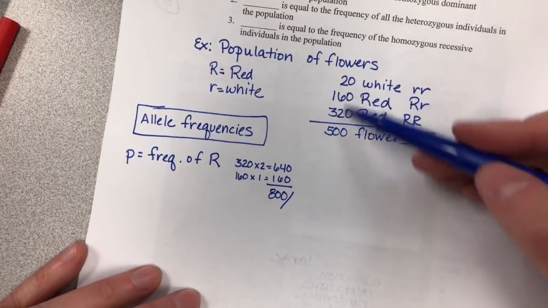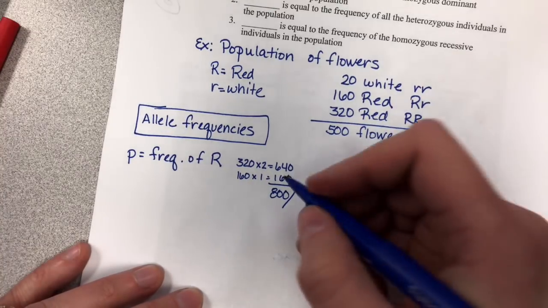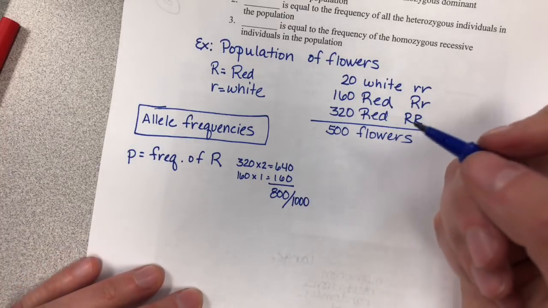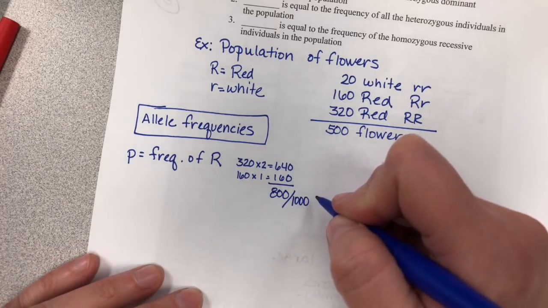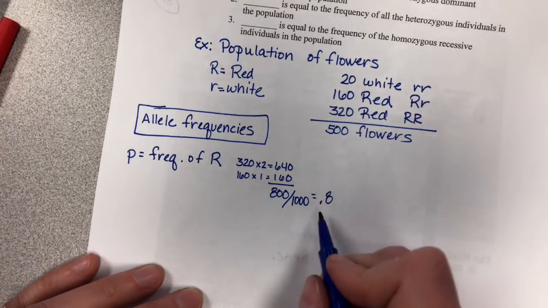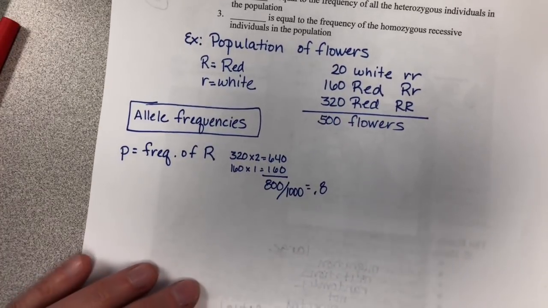How many total alleles are there? Well, there are 500 flowers and each one of them has 2 alleles. So 500 times 2 gives you a total of 1,000 for the population, which means you get 0.8. So 0.8, or 80% of the alleles in this population, is a big R.